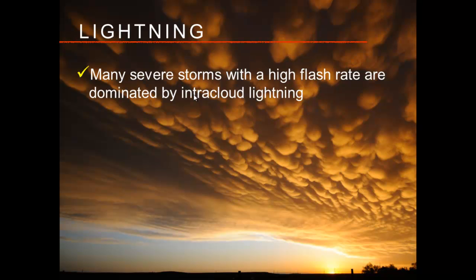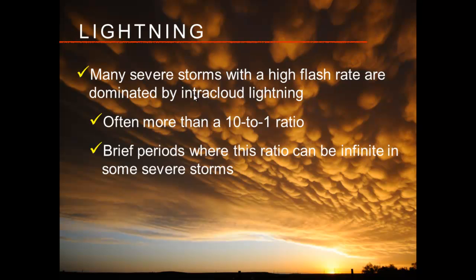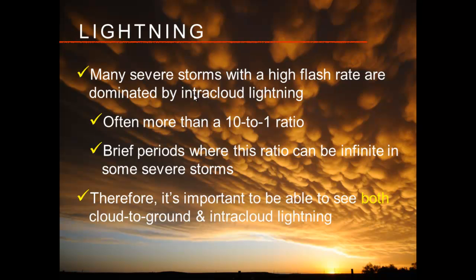So it turns out that many severe storms with a high flash rate, lots of lightning strikes, are typically dominated by intra-cloud lightning. So often it's more than even a 10-to-1 ratio in some of the severe storms, and there are brief periods where you can see a ratio that's infinite, meaning basically all intra-cloud lightning and not a single cloud-to-ground strike. And so I think it's important to be able to see both cloud-to-ground and intra-cloud lightning. That's where I think the SiriusXM product is much superior to the FIS-B in terms of being able to see all the kinds of lightning strikes, not just those from cloud to ground.